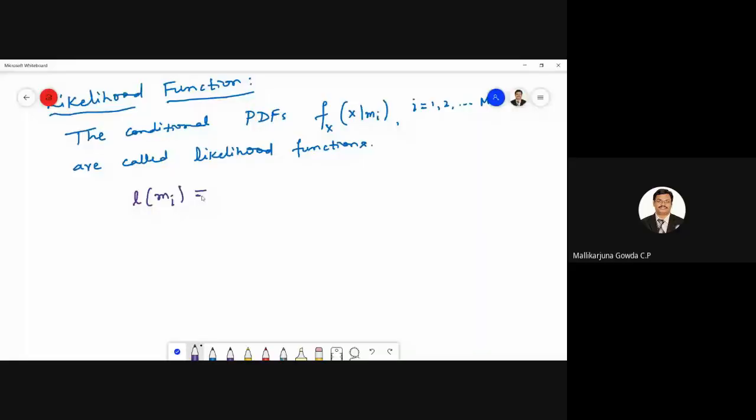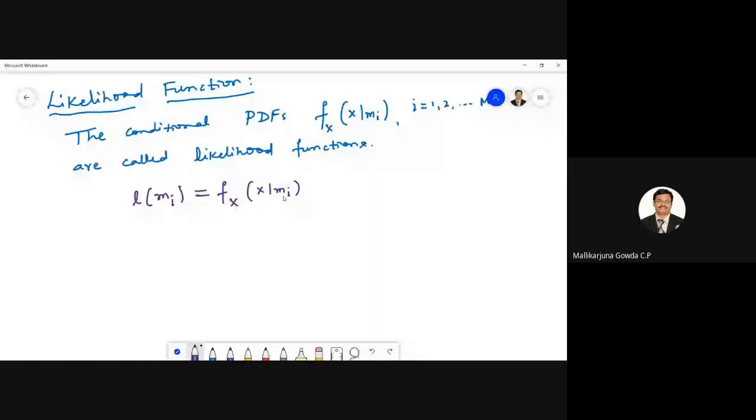That I can write as L is equal to fx of x slash m. So the likelihood functions are what? The conditional probability density functions of x slash mi are known as likelihood functions. I denote it as L of mi is equal to fx of x slash mi.